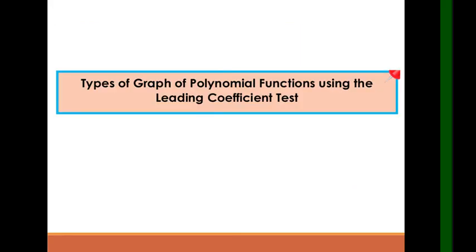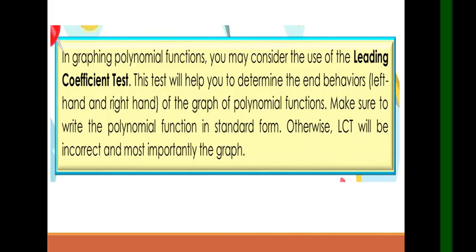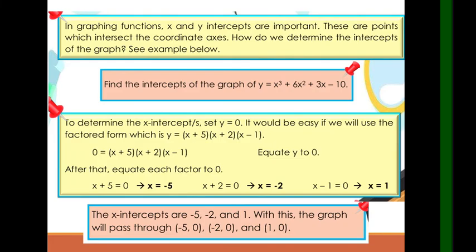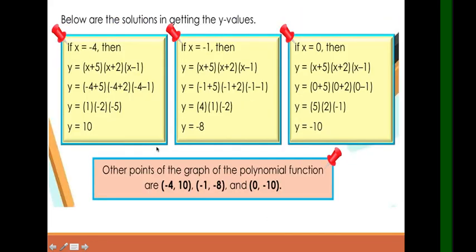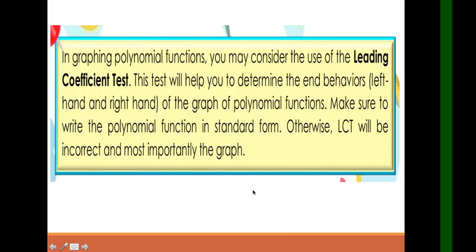Types of graph of a polynomial function using the leading coefficient test. By the way, balikan natin yung mga points natin. So, meron na tayong points na (-5, 0), (-2, 0), (1, 0), (0, -10), (-4, 10), (-1, -8), (0, -10).